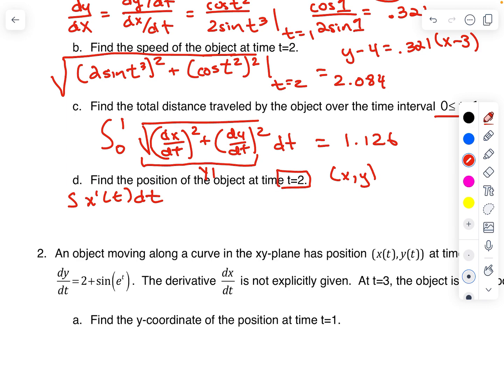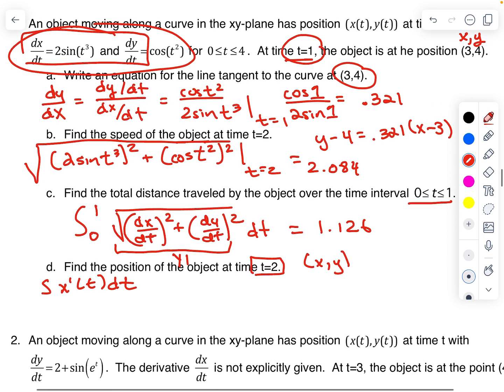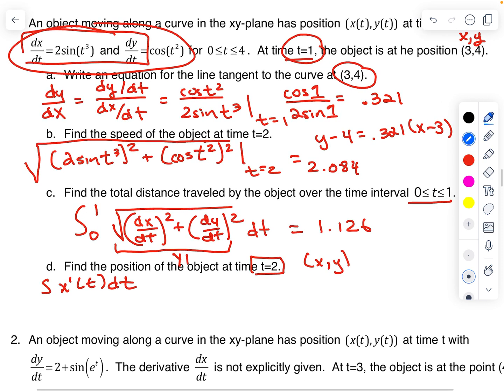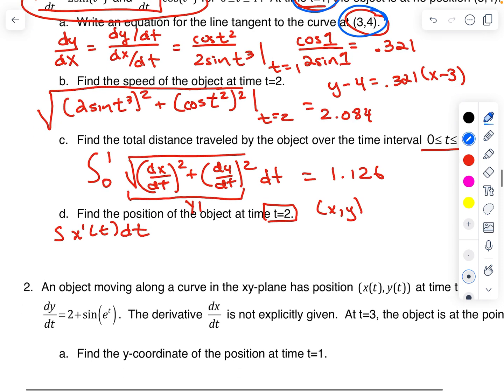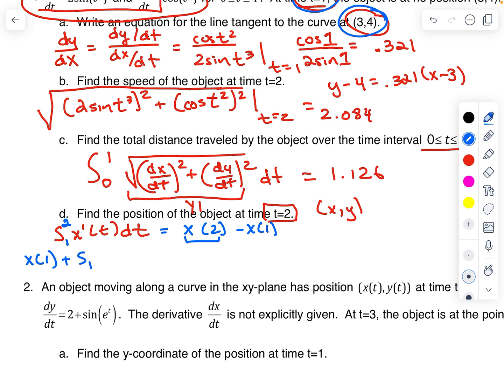I want to know what happens at 2, so that's going to be one of my bounds. And then the only other information they gave us in the beginning was that at t equals 1, the position was (3, 4). So I'm going to use 1 and 2 here. So remember, the antiderivative of x prime is really x, and then you plug in the upper bound, subtract the lower bound. So this is kind of your general equation. We're looking for x of 2, which is the position at time 2. So really, you can move that x of 1 over, so this is really what you're trying to figure out.